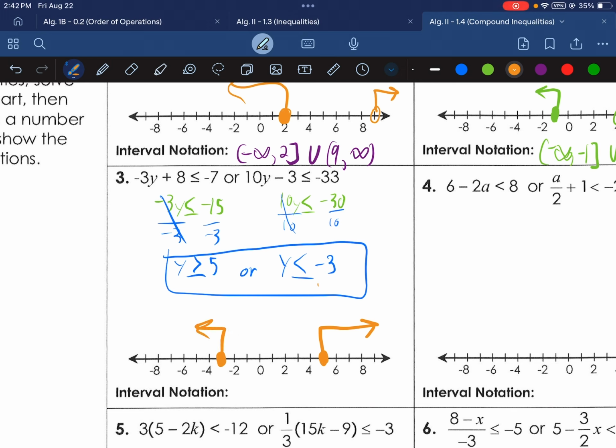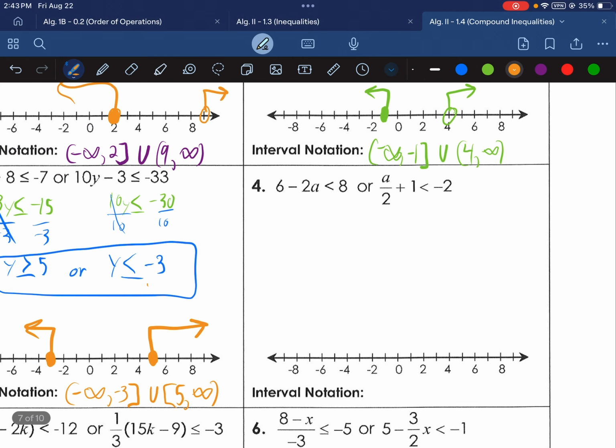So once again, this does go opposite directions, and I'll do interval notation from left and then going to the right. So my left one, I go negative infinity, comma, -3, parentheses around negative infinity, and a bracket for -3, union, and now I do the second part of the graph, which was this inequality. So 5, comma, infinity, and 5 is a bracket.